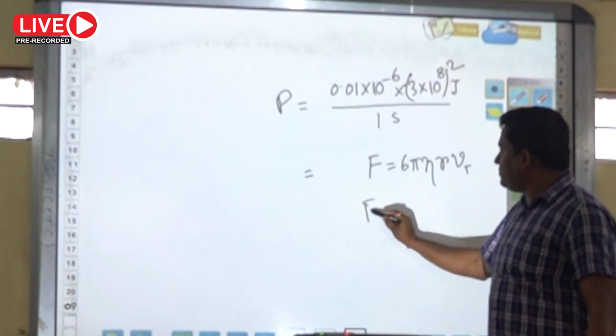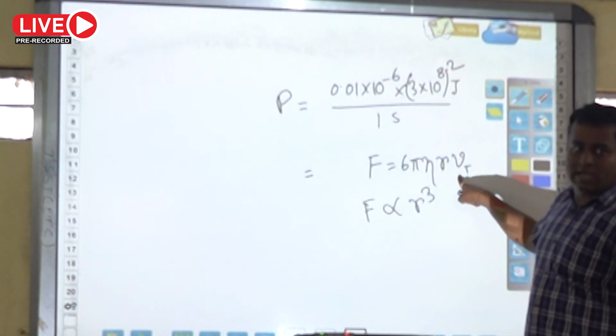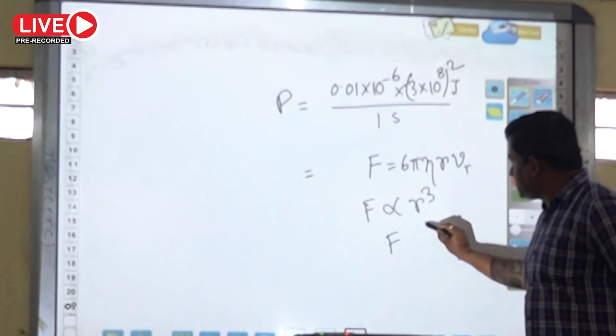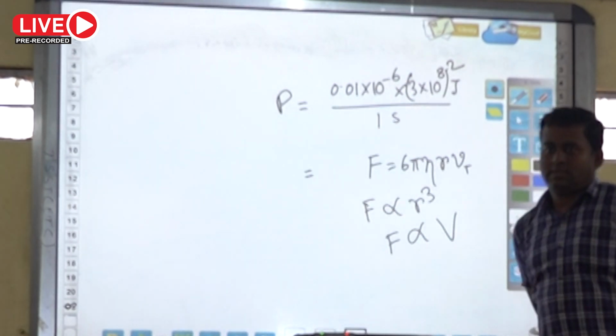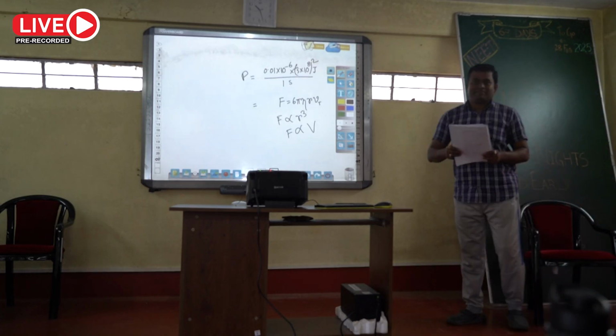So I can write F is directly proportional to r cube now, because r here is one and Vt gives r square. Now, volume is also directly proportional to r cube, so we can write F is directly proportional to the volume. So if V is increased to 8V, then calculate.